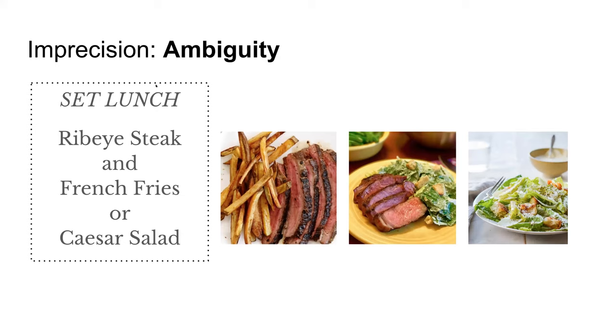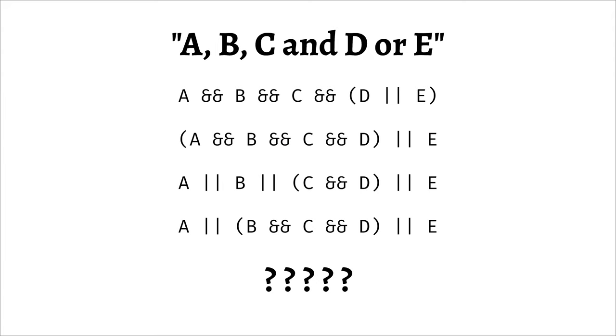like, okay, if you walk into a restaurant and the set lunch menu says you can order ribeye steak and French fries or Caesar salad, then you're like, okay, so what exactly is the menu, right? Am I supposed to just order a Caesar salad and get that? Or do I get ribeye steak and Caesar salad, or ribeye steak and French fries? So these are the kinds of ambiguities that we talked about previously, right?